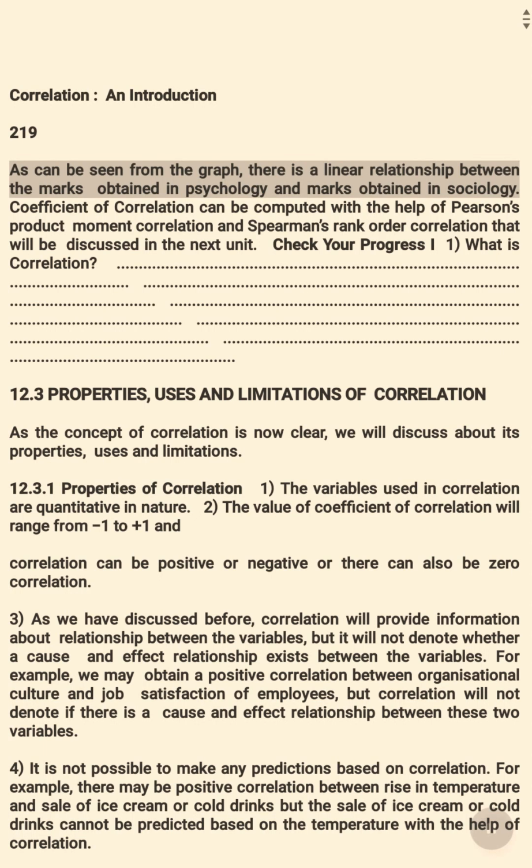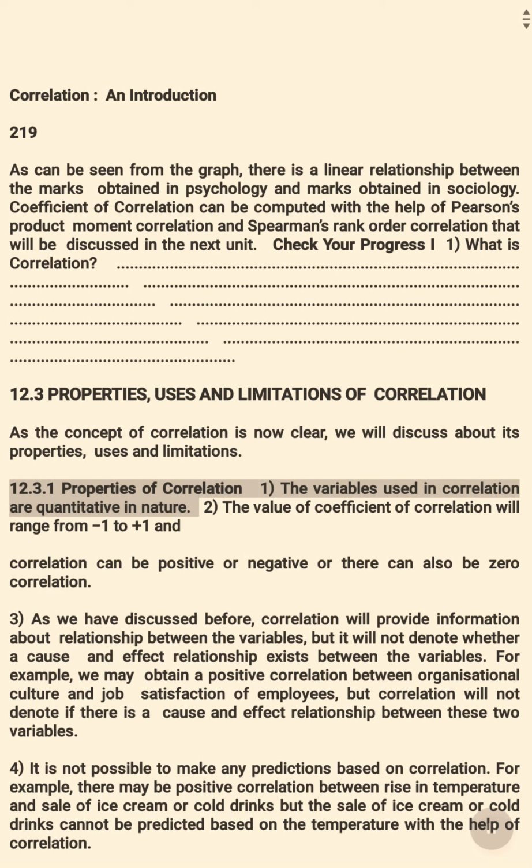As can be seen from the graph, there is a linear relationship between the marks obtained in psychology and marks obtained in sociology. Coefficient of correlation can be computed with the help of Pearson's product moment correlation and Spearman's rank order correlation that will be discussed in the next units of correlation. As the concept of correlation is now clear, we will discuss its properties, uses and limitations.